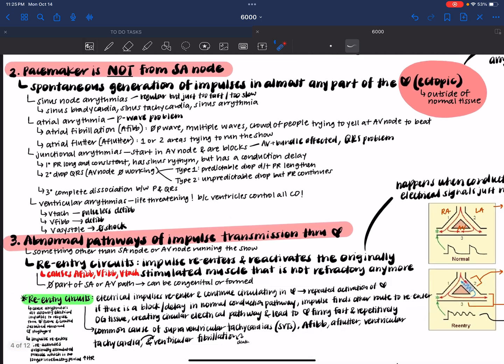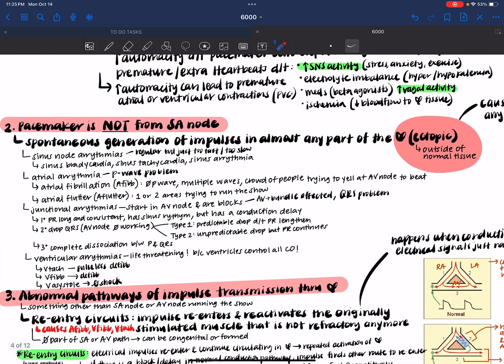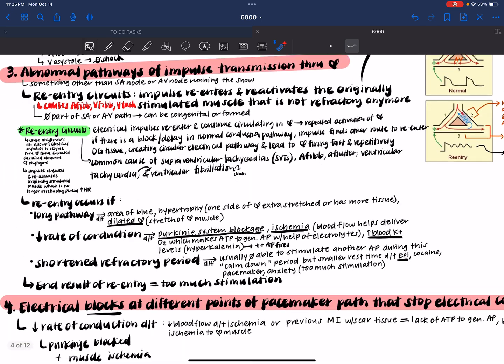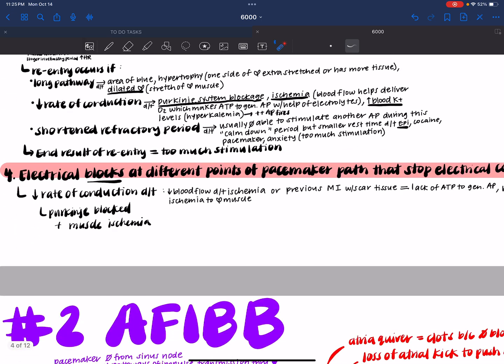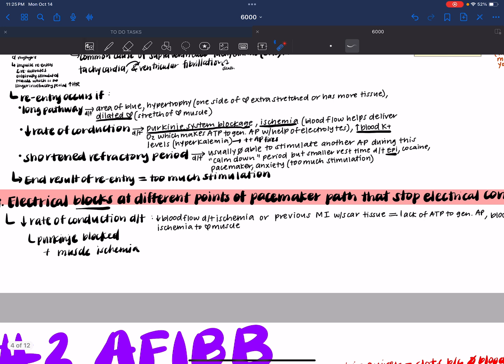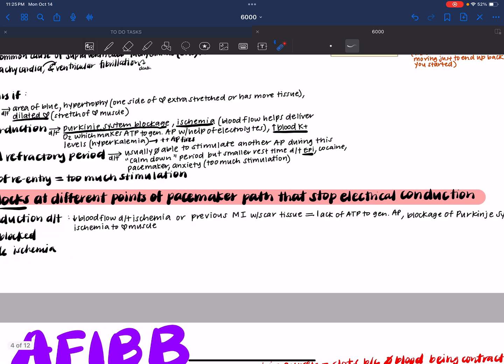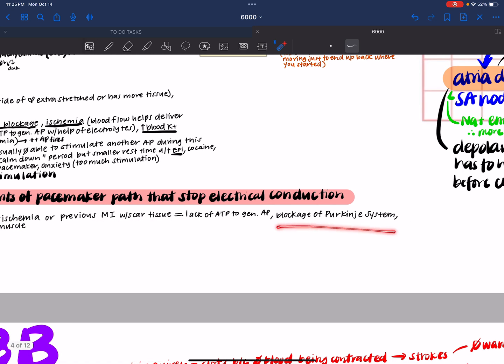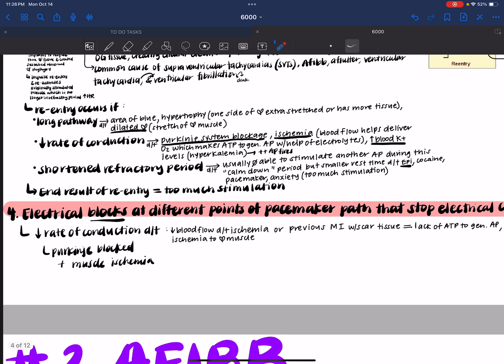And then pacemaker, not from SA, as in it's just ectopic, so just random stimulation. Again, too much stimulation. And then electrical blocks at different points of the pacemaker path that stop electrical delay. So reduced rate of conduction due to the Purkinje being blocked. And muscle ischemia. Low blood flow due to ischemia or previous MI scar tissue equals lack of ATP to generate action potential, blockage of Purkinje system. This is more of an ischemic issue.